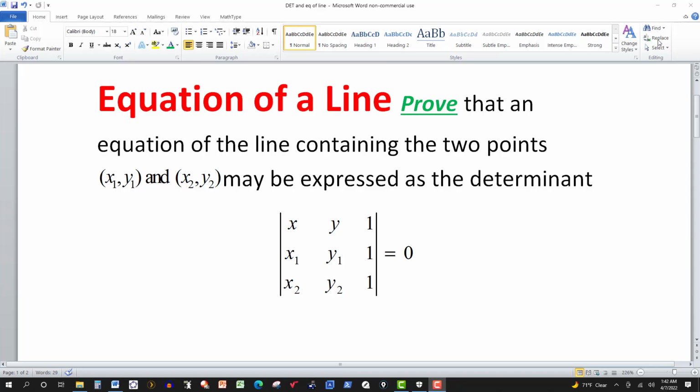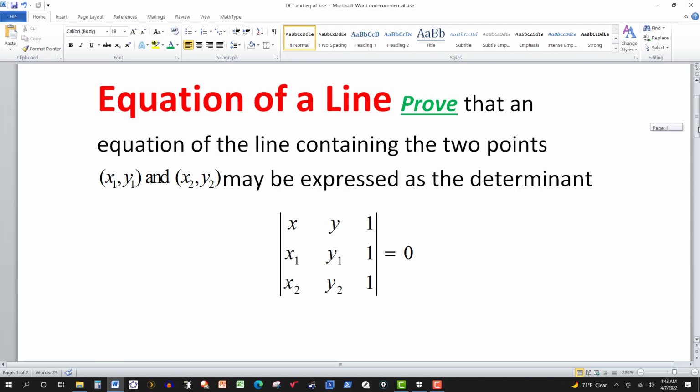Okay, the problem for this video is to prove this statement here. Talking about the equation of a line, we want to prove that an equation of the line containing the 2 points, x1, y1, and x2, y2, may be expressed as the determinant given here, 3 by 3, is equal to 0. So what you have to do then is just leave it as an equation equal to 0 here. Expand this 3 by 3.